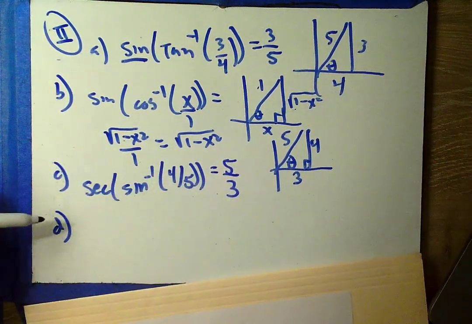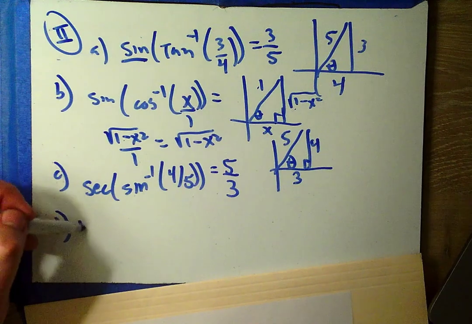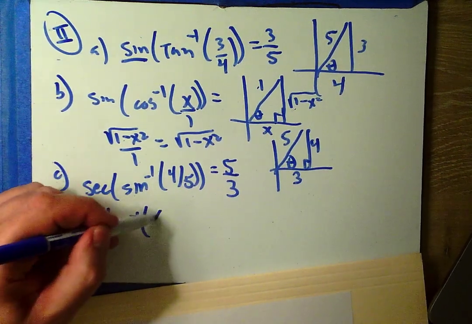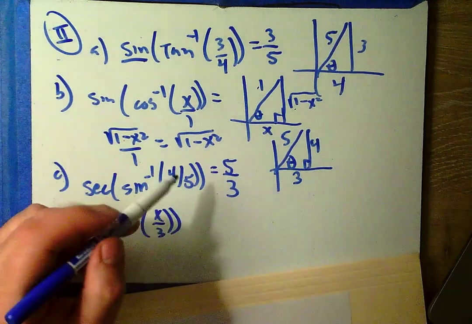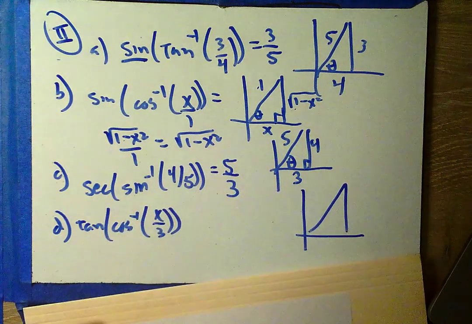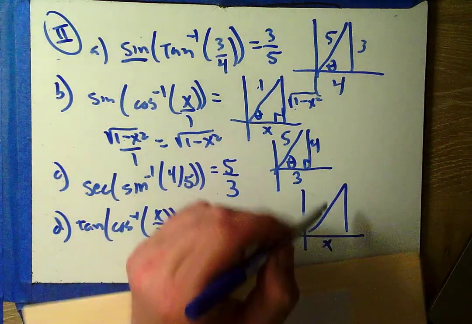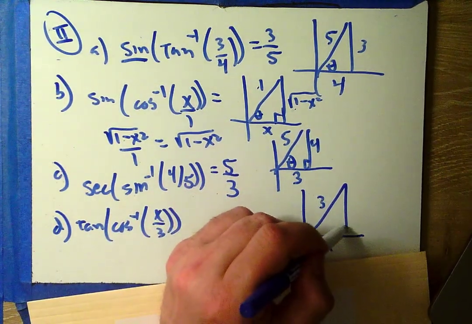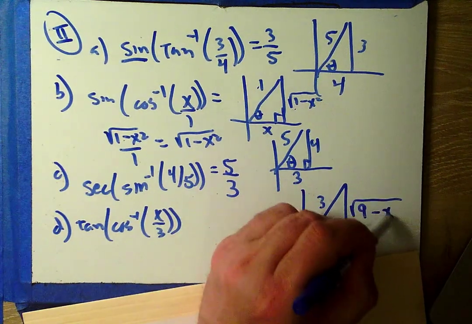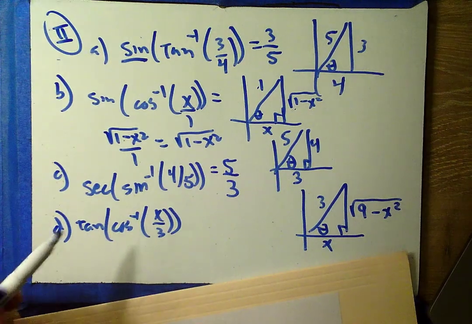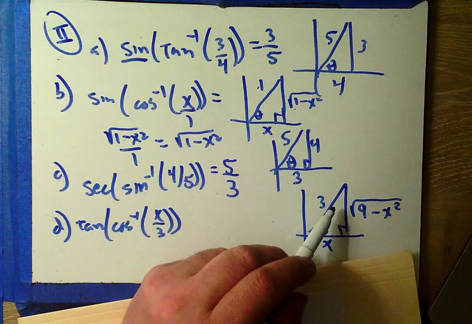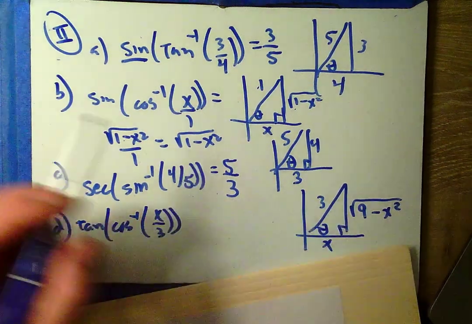And our last problem on the stations is, what's the tangent of cosine inverse of x over 3? So let's draw that triangle with x over 3 as the cosine. So adjacent, hypotenuse. If I use the Pythagorean theorem to find this missing side, I get 9 minus x squared. Please do not take the square root of each piece of that and tell me that this is going to be 3 minus x. That is so pool noodle.